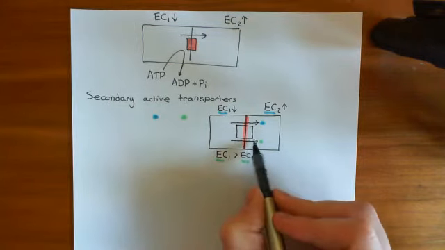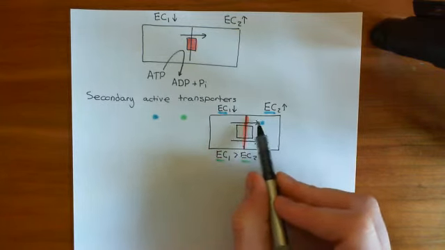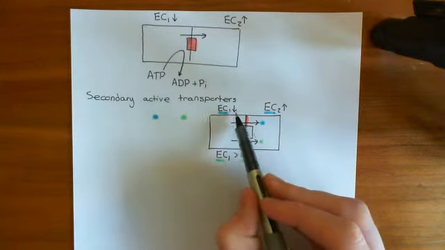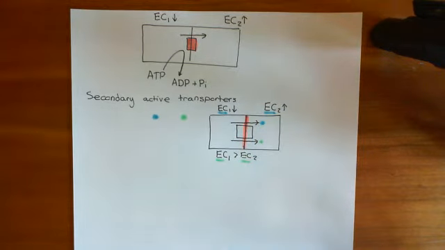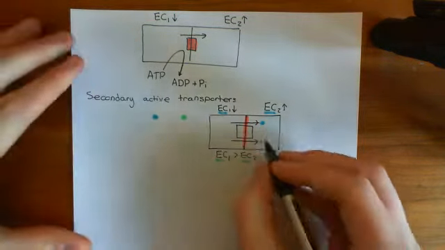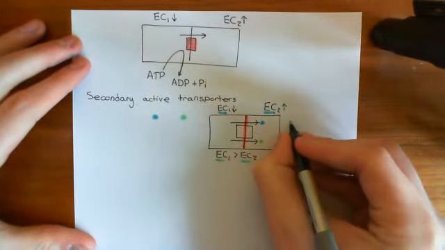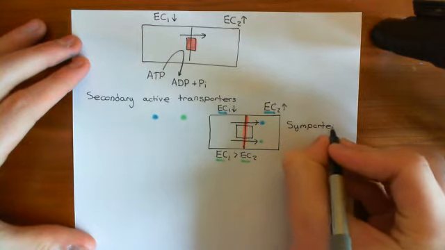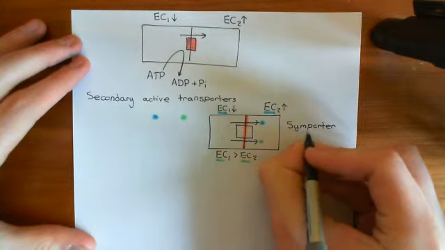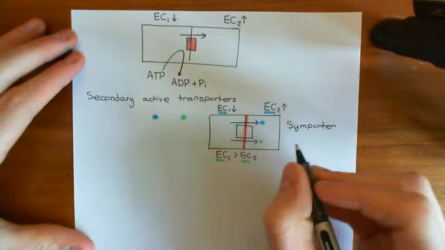Usually, the amount of electrochemical potential that you release by allowing green to move down its electrochemical potential will be greater than the amount that you need to put in to move blue up its electrochemical potential gradient. Now, if you end up transporting them in the same direction like so, then this secondary active transporter will be called a symporter. Sym means in the same direction, kind of. So symporter means that they'll be moved in the same direction.